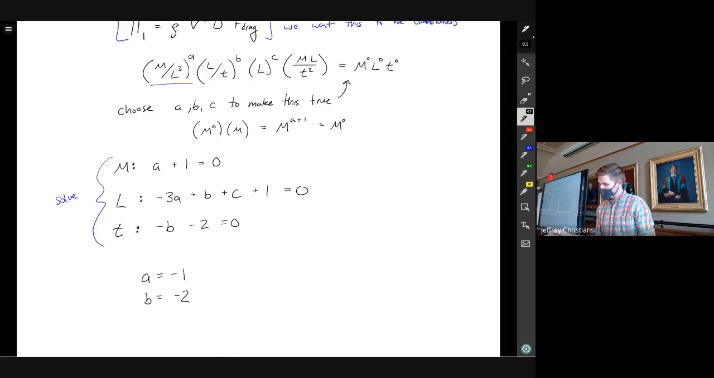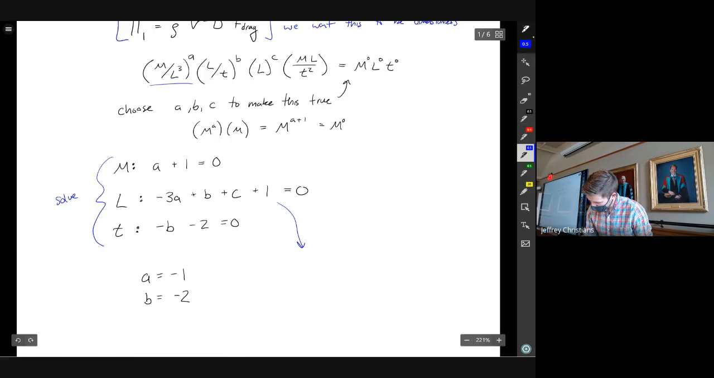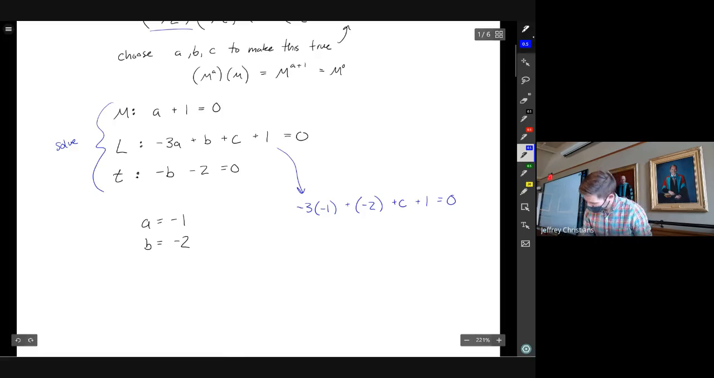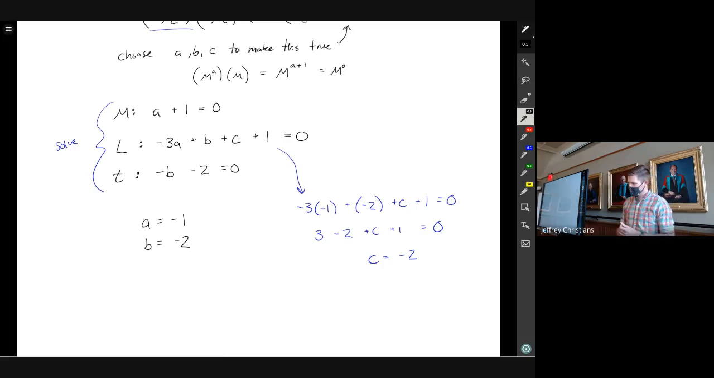And then we can solve the middle equation to find C. So this equation now is -3 times -1 plus -2 plus C plus 1 is equal to 0, which is 3 minus 2 plus C plus 1 equals 0, or C equals -2. Okay, so those are our three exponents. If we choose exponents of those values, then all of the units will cancel each other out and we get a dimensionless thing.